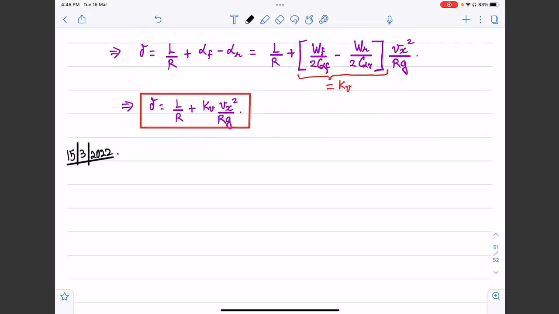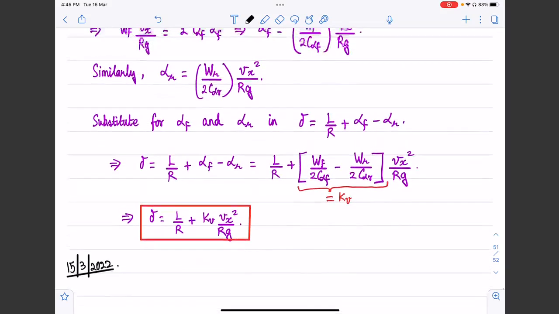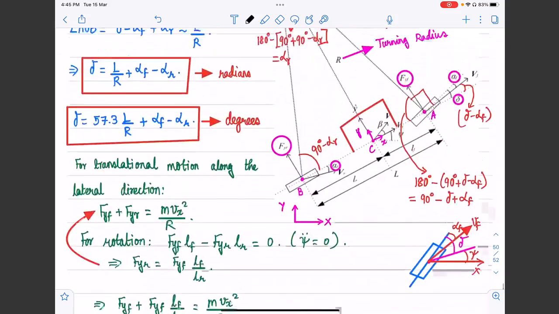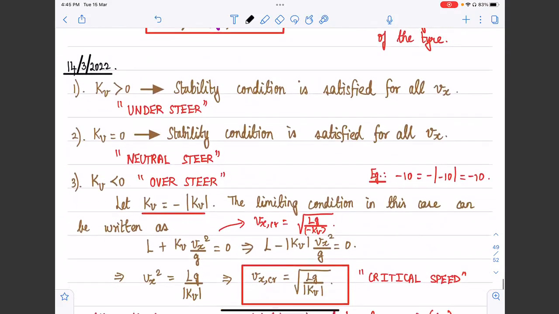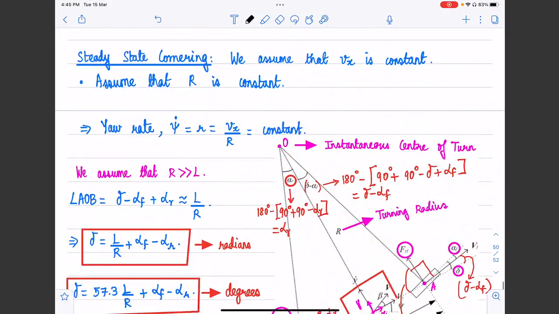So let's continue from where we left off yesterday. If we recall, in the previous class, we were looking at so-called steady state cornering, wherein we assumed, in addition to Vx being constant, that the radius of turn is also a constant.